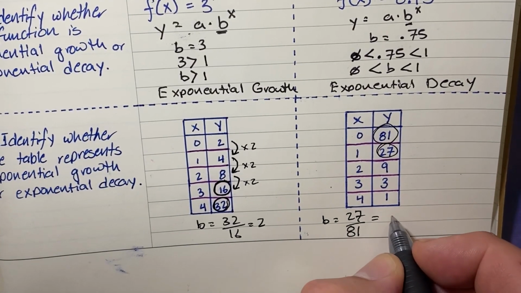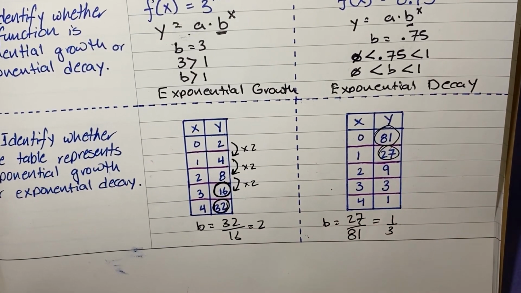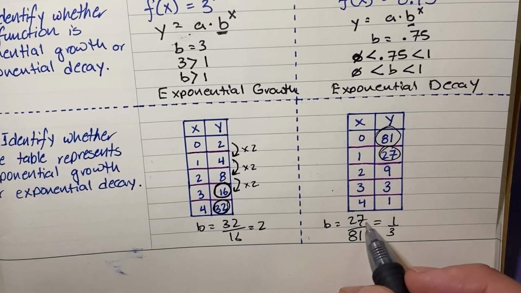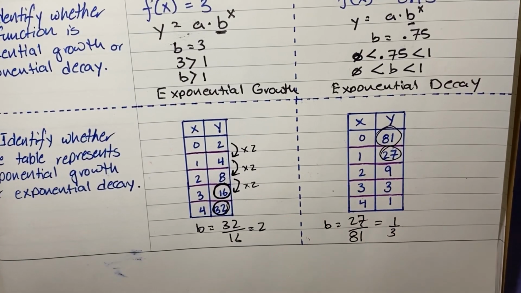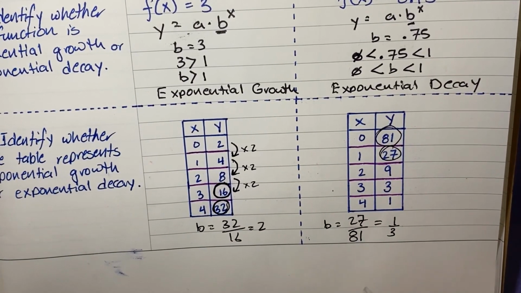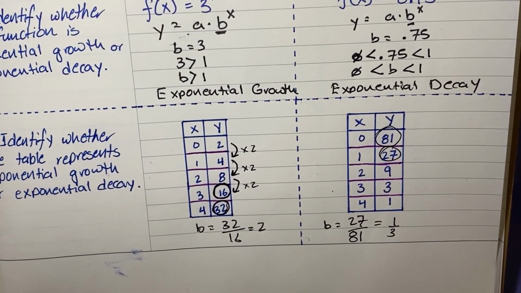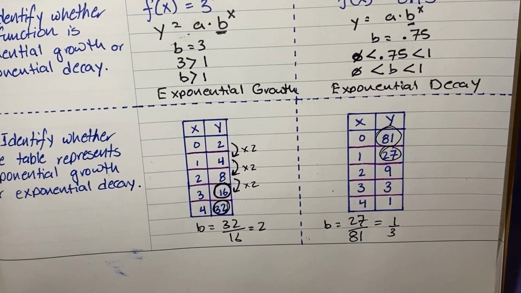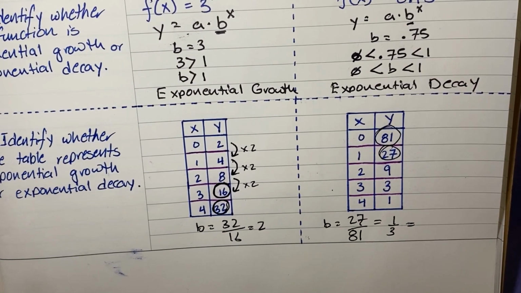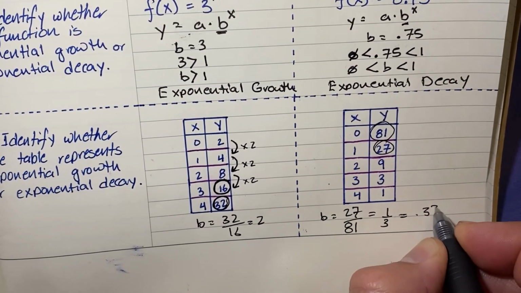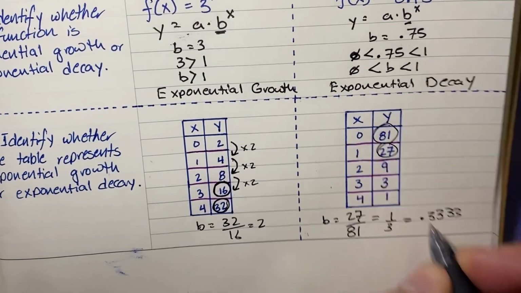What is it going to give me? 1 over 3. Okay? So I know 27, if I simplify that, divide by 9, divide by 9, or divide by 27, divide by 27, you would end up getting 1 over 3. So you could simplify it whichever way you like, okay? If you plug it into the calculator, 1 divided by 3 is going to end up giving you 0.3333, okay? So that's what I know my multiplier should be.